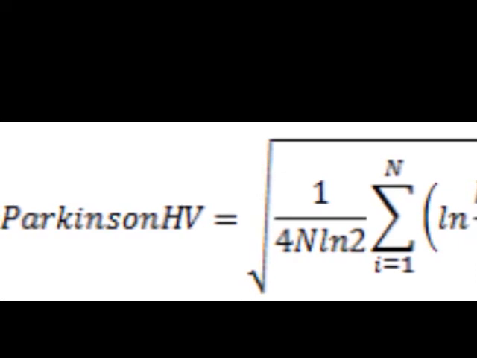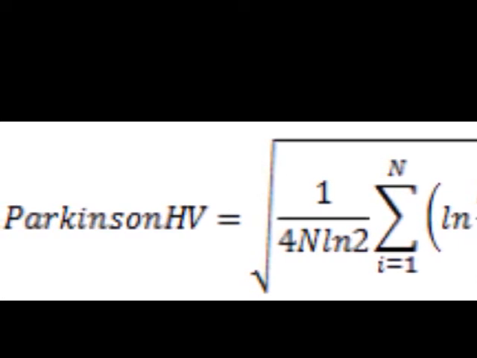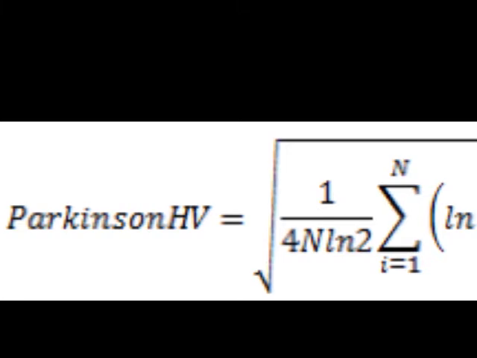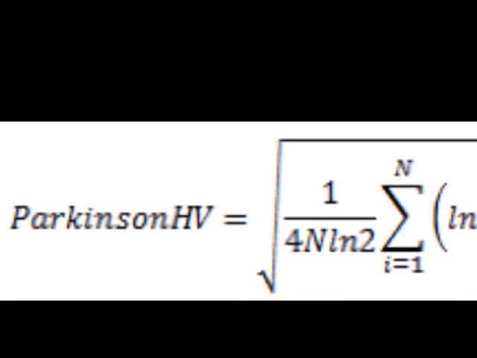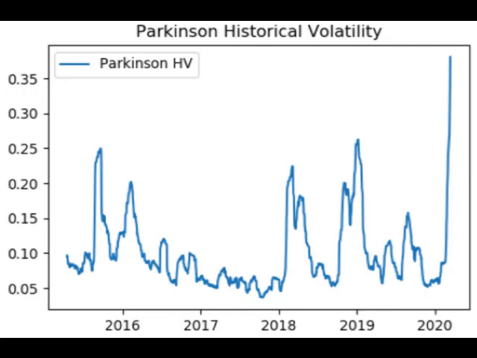It is calculated as follows. Parkinson HV equals the square root of 1/(4n ln 2) times the sum from i equals 1 to n of (ln(h_i/l_i)) squared, where h_i denotes the daily high price, and l_i is the daily low price. We implemented the above equation in Python.